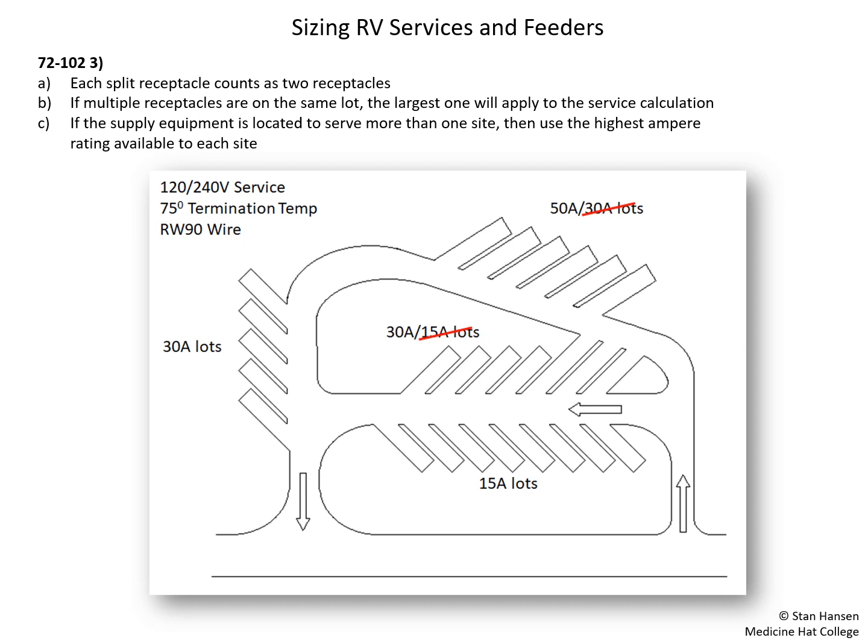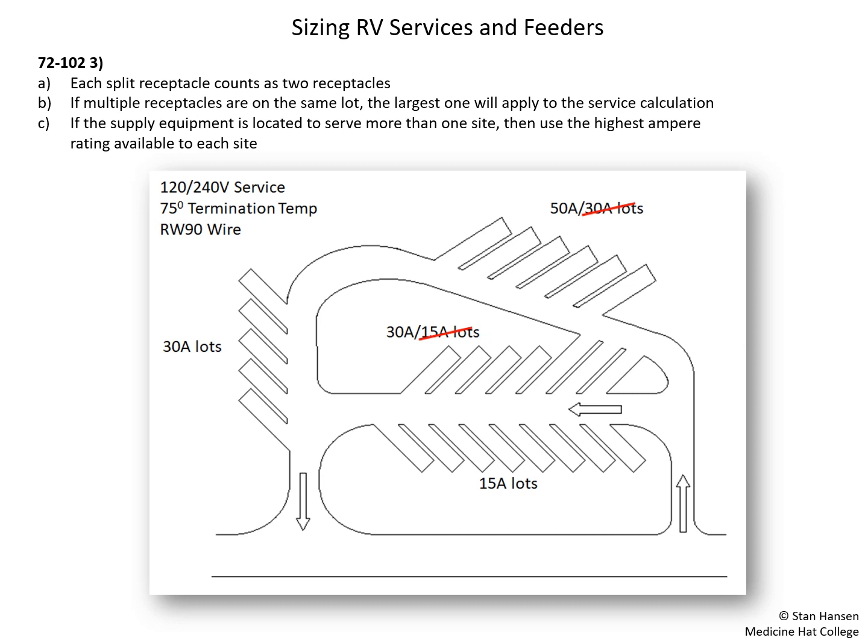We need to pay attention to Rule 72-102. Subrule 3 says that if we do have split receptacles on our lots, the split receptacles will count as 2 receptacles. That is because I have 2 different circuits feeding this receptacle, so therefore they are on a 2-pole breaker. If I have multiple receptacles on the same lot, the largest one will apply to the service calculation. Therefore, I can ignore the smaller value of the 2.